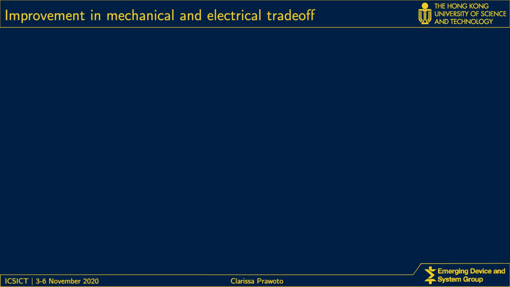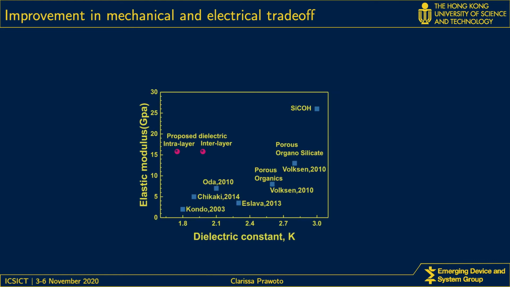Keeping in mind that we want to achieve low K with high mechanical strength, here is a comparison with existing technologies in terms of the trade-off between Young's modulus and dielectric constant. It can be seen that the proposed technology is among the lowest K for both intra and interlayer orientations. In terms of the Young's modulus, we can see a general trend that it decreases with lower K.